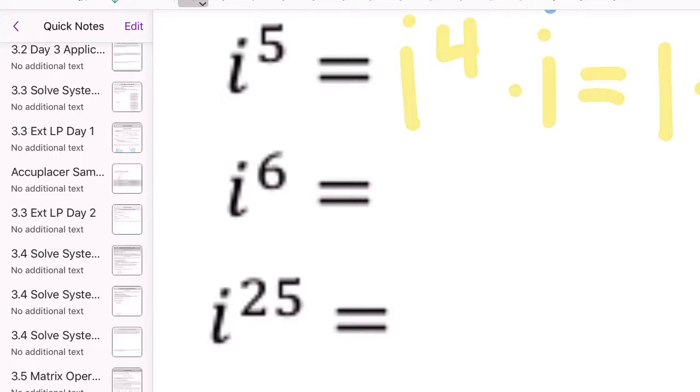Yes, i to the fourth is always going to be 1. And so whenever we're unsure, we always break it into i to the fourths, because those are always going to be ones. So i^6 is going to be i.